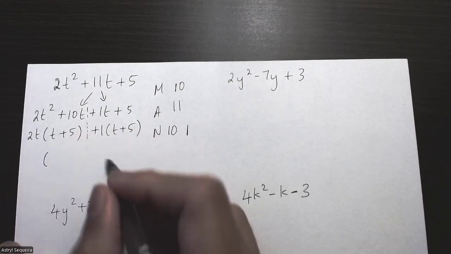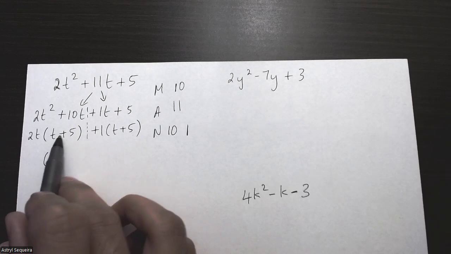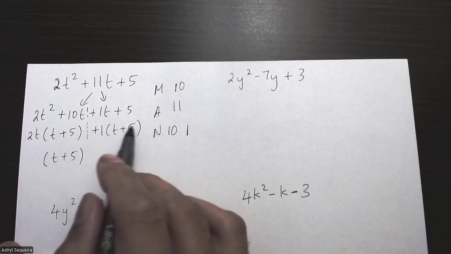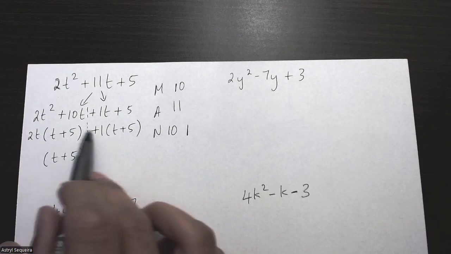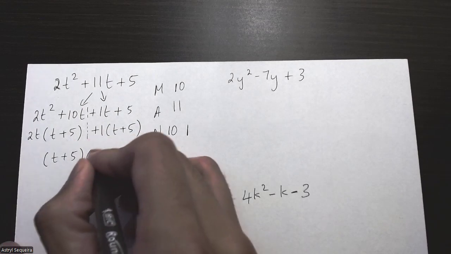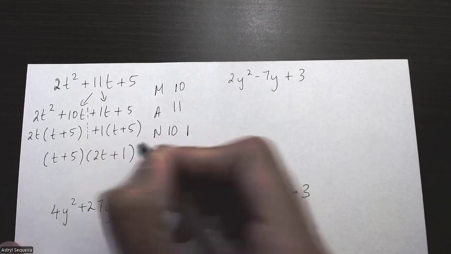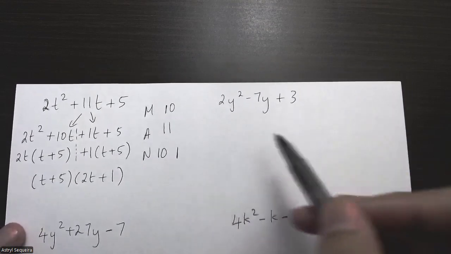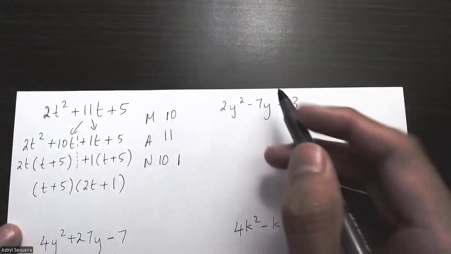My last step, I'm going to common factor out t plus 5, the two basically identical brackets, and I'll be left with just whatever's on the outside, which is 2t plus 1, and now this is in fully factored form. Let's try the rest of the examples for some practice. Let's take a look at this second one here.